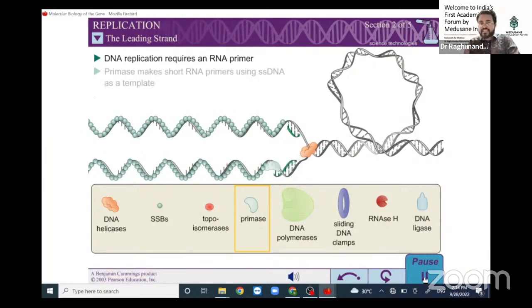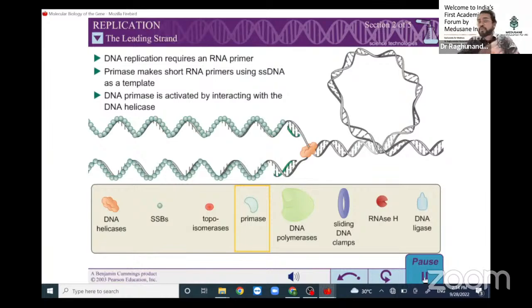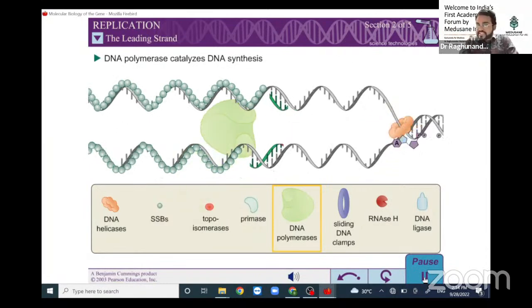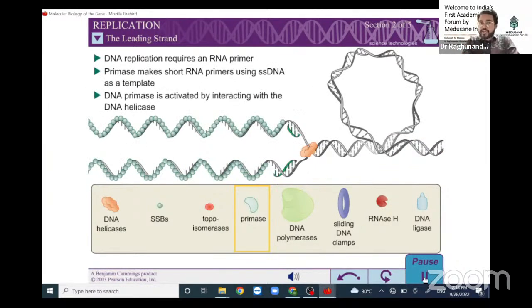What does this primer do? You need an initiation. For DNA replication to happen, there is a starting trouble. DNA polymerase directly cannot start producing the copy or clone of your DNA. For that, can you see here? The primers are going to be activated first. So it creates a small segment.